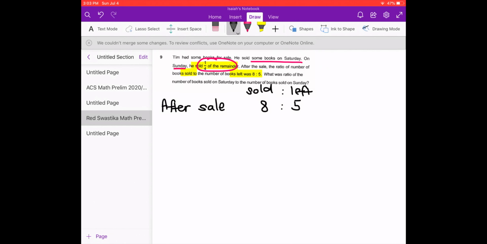For all we know right now, after the sale, books sold and books left is 8:5, and the total number of books that he started off with will be easy. It'll just be 8 plus 5. It will be 13 units, with 8 units sold and 5 units left. So there will be 13 units of books that he started off with. Let us now put this information in a chronological order to show what has happened.